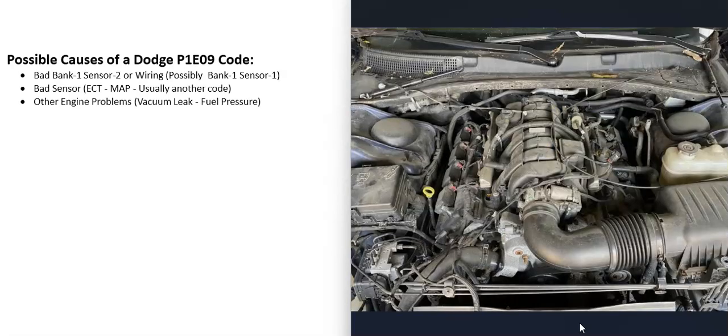And the last thing on the list is going to be that there's some kind of other problem going on with the engine that's not allowing this closed loop to happen. So this could be something like a vacuum leak, bad fuel pressure, something like that. Again, usually if that happens, you'll be getting other codes. So if you are getting any other codes, be sure to pay attention to that.